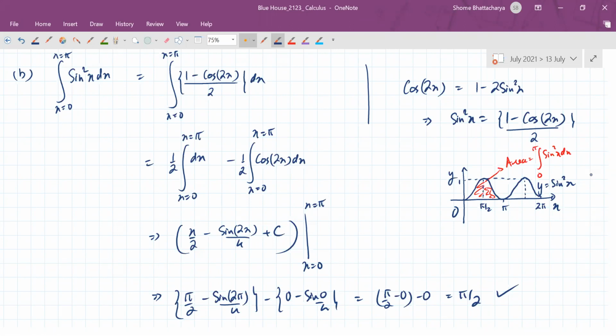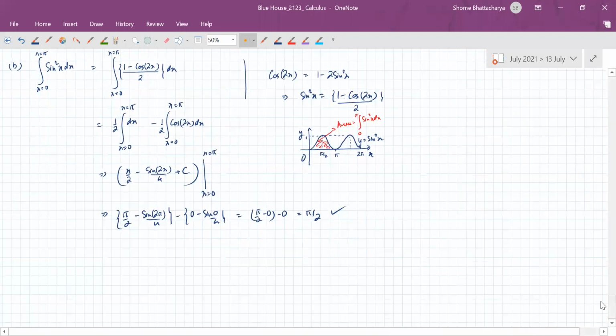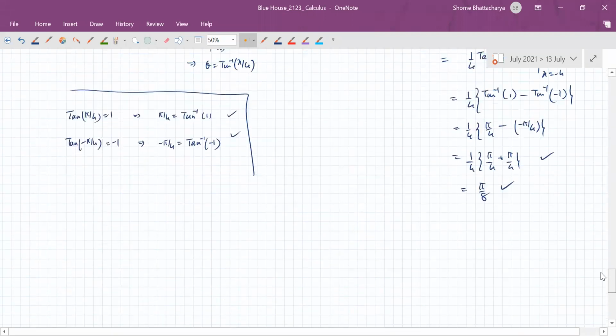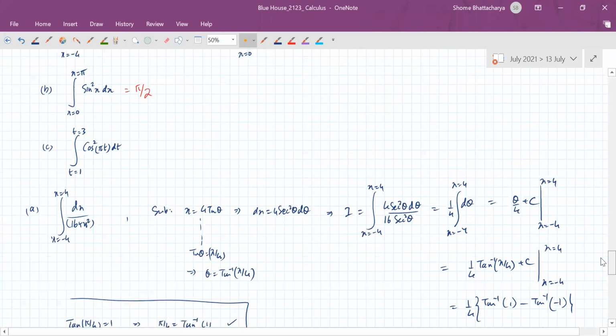Sir, the answer of C is 1. It's 3 questions. The answer is 1. That cos square pi t. Yes, sir, the answer is 1. That's correct. Good. The limits were t equal to 1 to 3. Yes, sir, the answer will be 1.